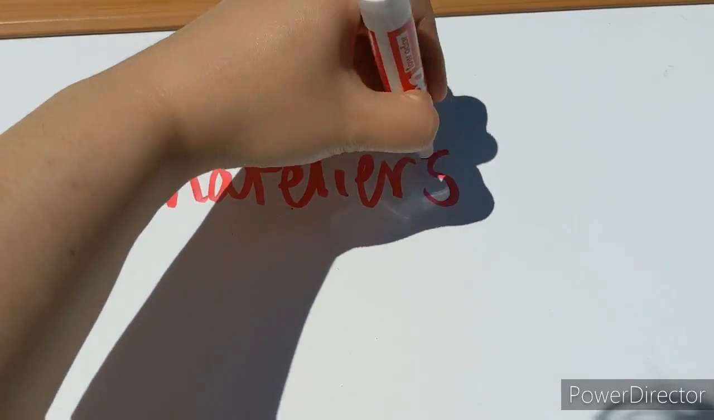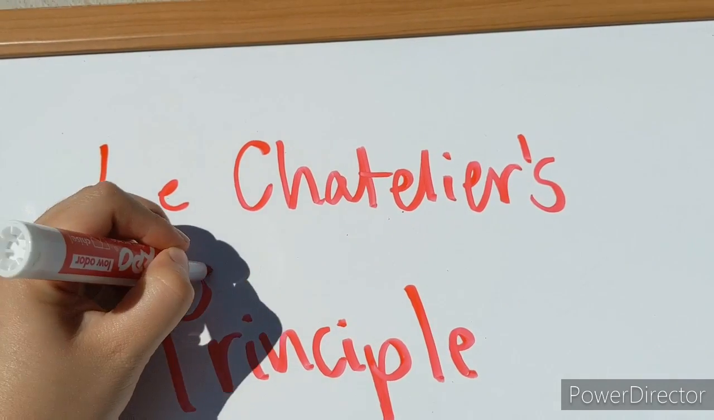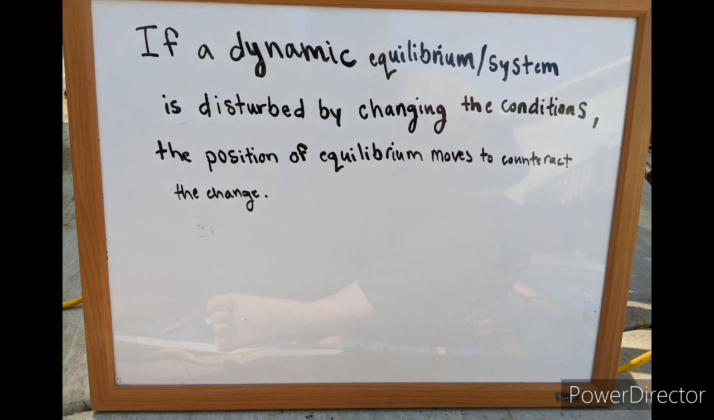We will be discussing how to apply Le Chatelier's principle. Le Chatelier's principle states that if a dynamic equilibrium or system is disturbed by changing the conditions, the position of equilibrium moves to counteract the change.